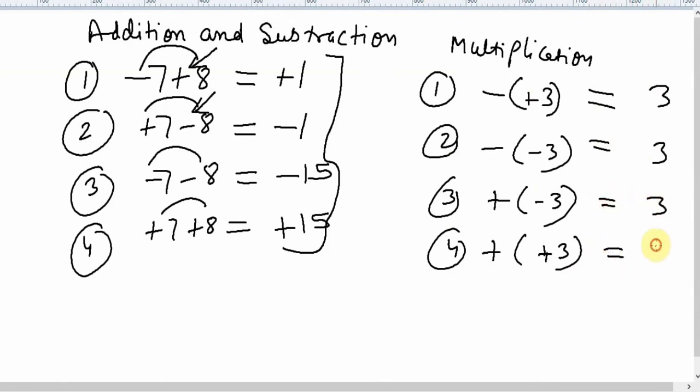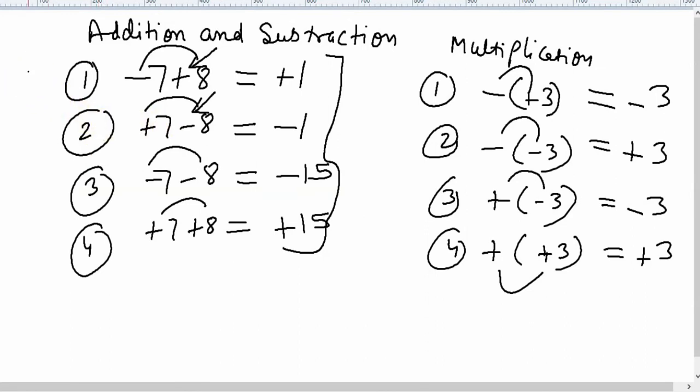Here the problem arises in the case of symbol. Whenever there is opposite sign, minus plus, we put minus. Same sign, minus minus, that is plus. Opposite sign, minus. Same sign, plus. This is about the symbol. So there are two things: addition and subtraction, and second, multiplication. In multiplication, there is one more condition.